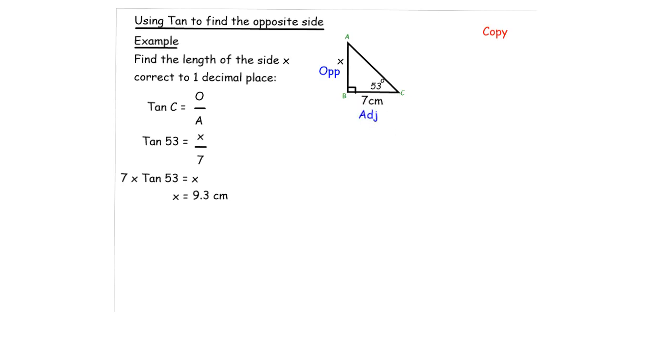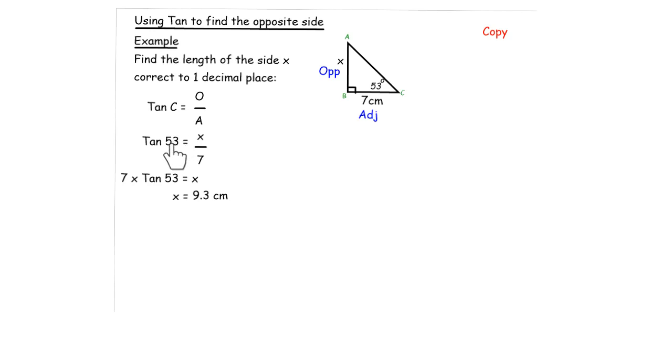So the tan ratio is that tan of the angle is opposite over adjacent. So this is what we need to be learning off by heart so that we can use it whenever we need to. So in this one, the angle that we know, 53, I've called it C because there's a letter C just at the edge there. So I've written tan C is opposite over adjacent. So that's our ratio. And then I've substituted in the numbers that I know.